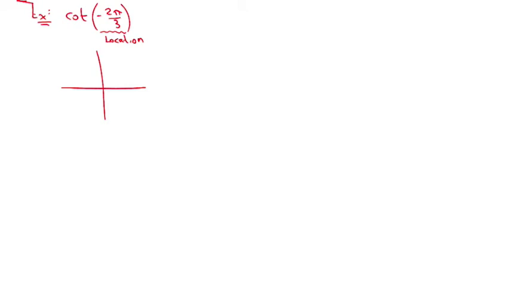Remember, the 3 in the bottom says cut it into 3. Take half of it and cut it into 3 pieces. So here's 1 piece, here's 2 pieces, and there's your third piece. So if you go 2 of them, it would bring you over there. The 3 in the bottom tells you how many pieces to cut it into, and the top number tells you how many pieces you have to go. Because it's negative, you just go the opposite direction. If it was positive 2 pi over 3, you'd go into the second quadrant.